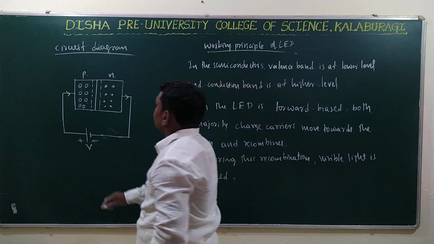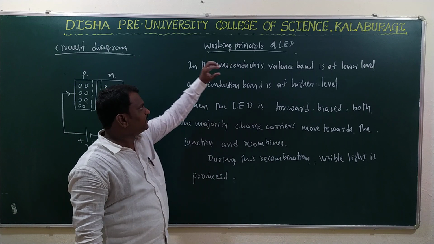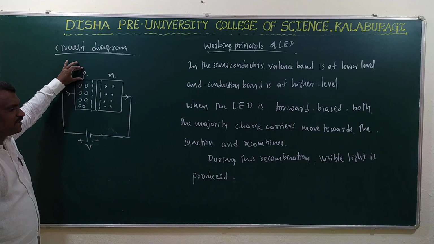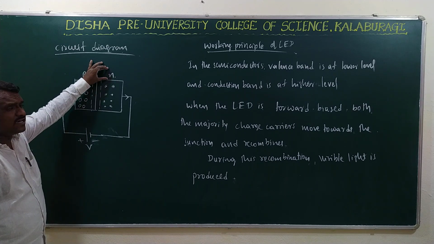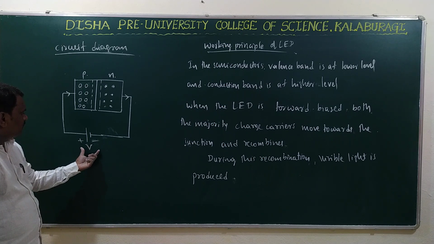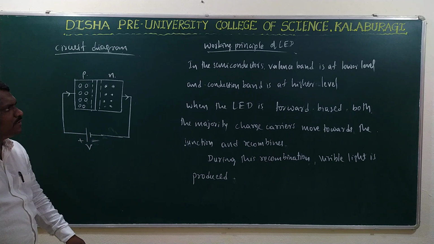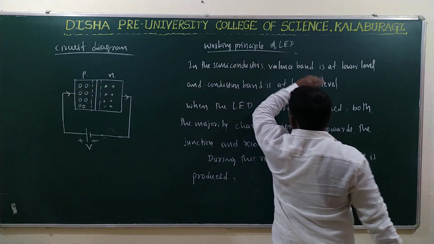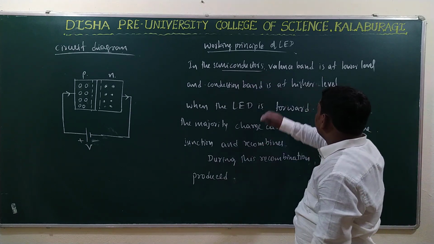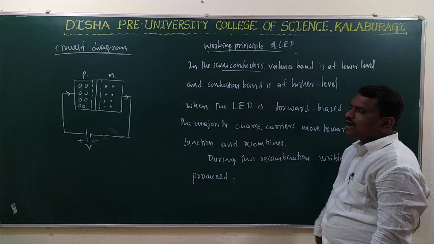Next, the circuit diagram and working principle of LED. Here is the circuit diagram. The majority charge carriers in the P type are holes and in the N type semiconductor are electrons. A positive and negative voltage supply is connected to the junction diode. What is the working principle of LED? In a semiconductor, the valence band is at the lower level and the conduction band is at a higher level.